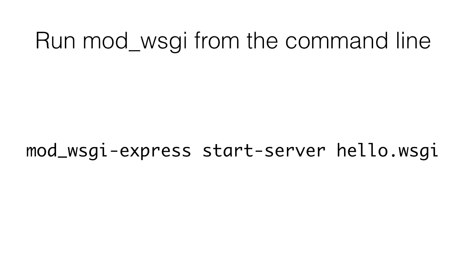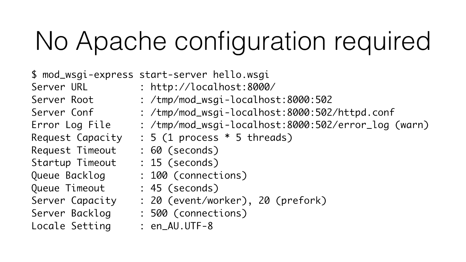If I take my canonical hello WSGI program and just shove it in a hello.wsgi file, I can then go ModWSGI express start server and give it the name of that file. It will run up an instance of Apache for me, and your application will run. Importantly, you didn't configure anything. ModWSGI Express will do that for you.